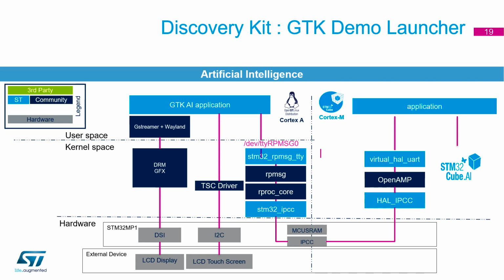Once it's decided, it'll then send the message back through the virtual HAL UART, the OpenAMP, write the information into the MCU RAM, tell the IPCC to notify the Cortex-A side that we have information. That'll come back up through the remote messaging back into the AI application running on the Cortex-A side to decide exactly what action you're now going to take based on the character that the AI Cortex-M side has decided it has just received from the touchscreen panel.